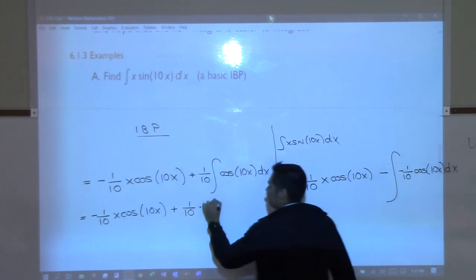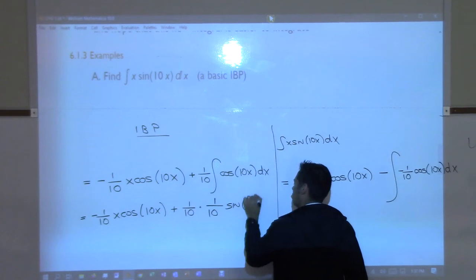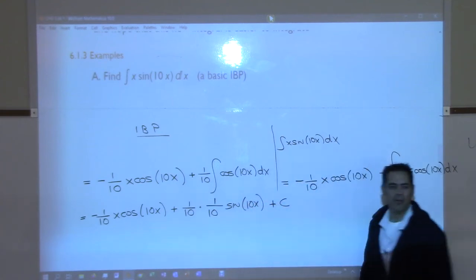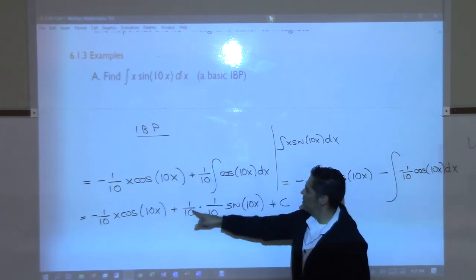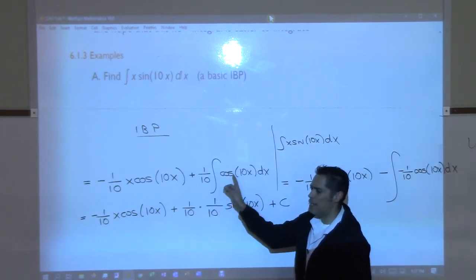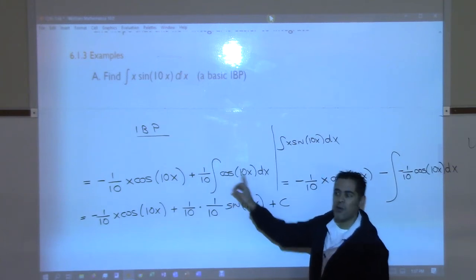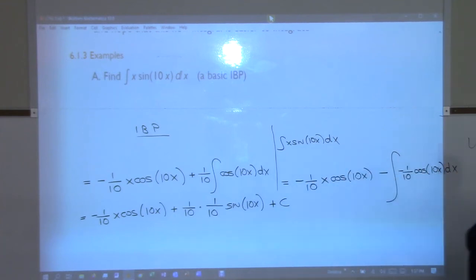1/10 sine of 10x, plus C. So we had the 1/10 from here, but then because we're doing the antiderivative of cosine of a linear expression, we have to do another 1/10 in front of the sine, so those are going to wind up going together to give you 1/100th, right?